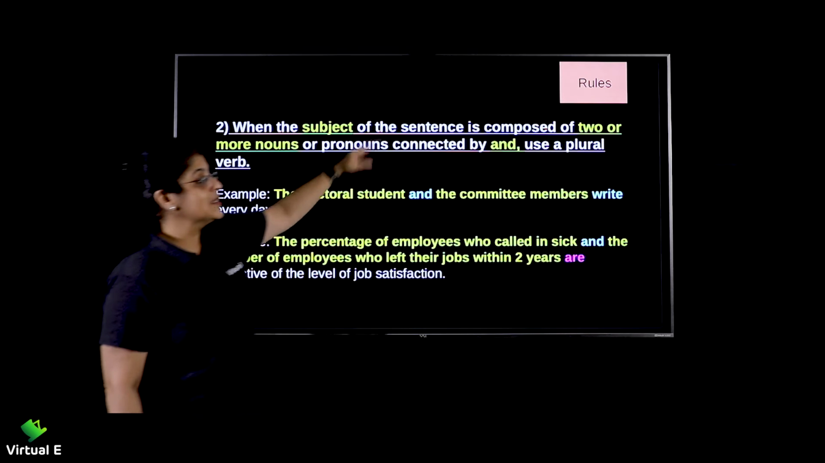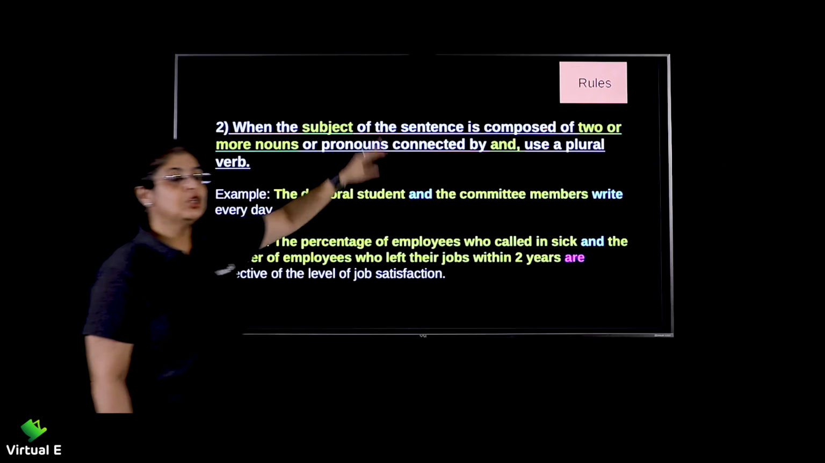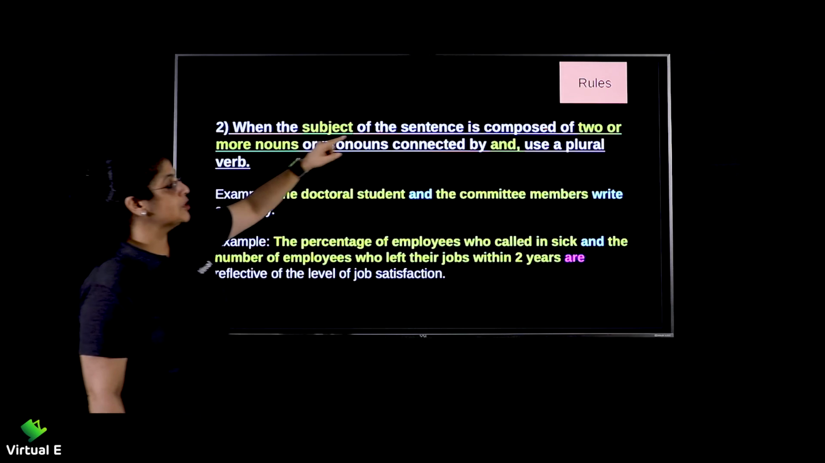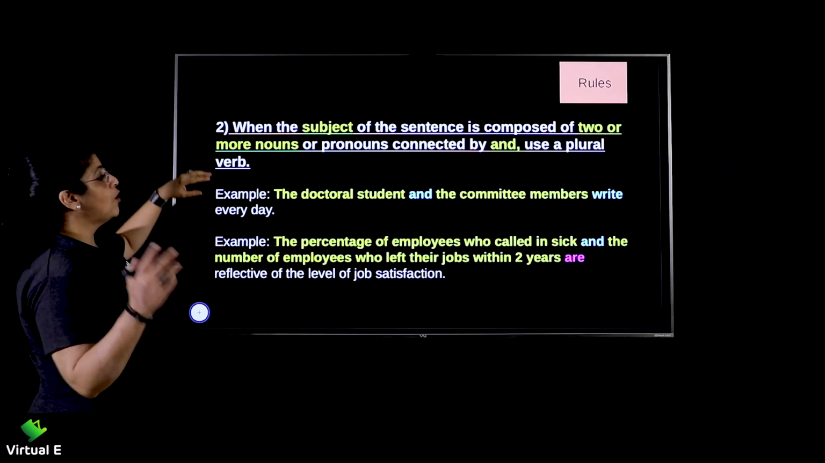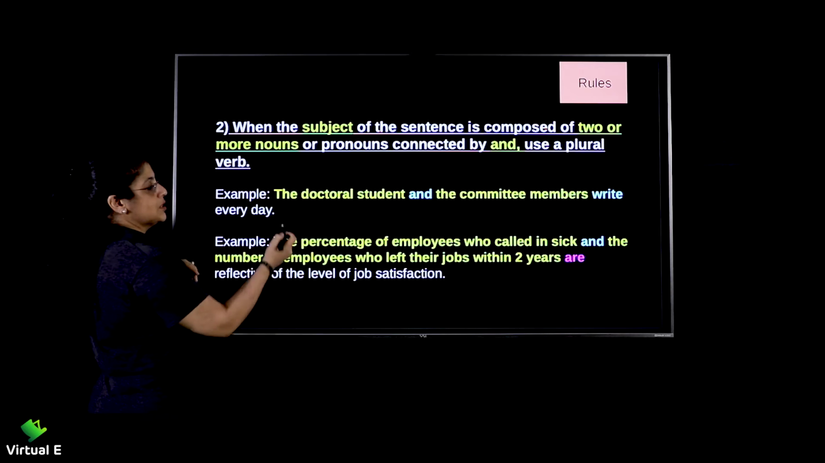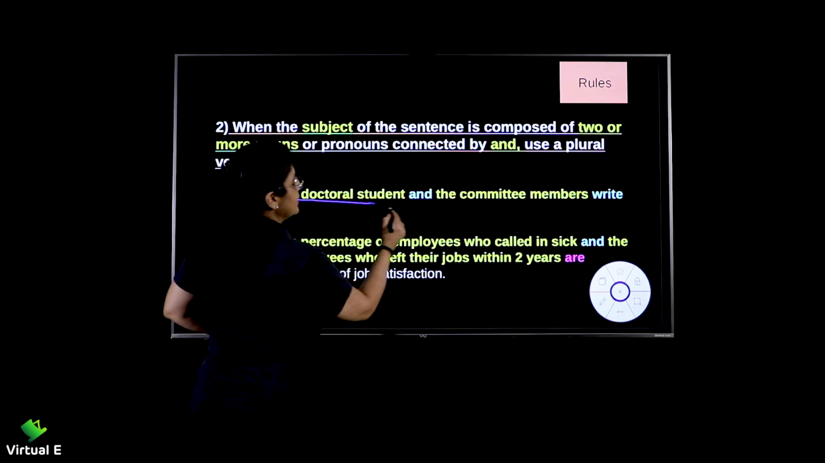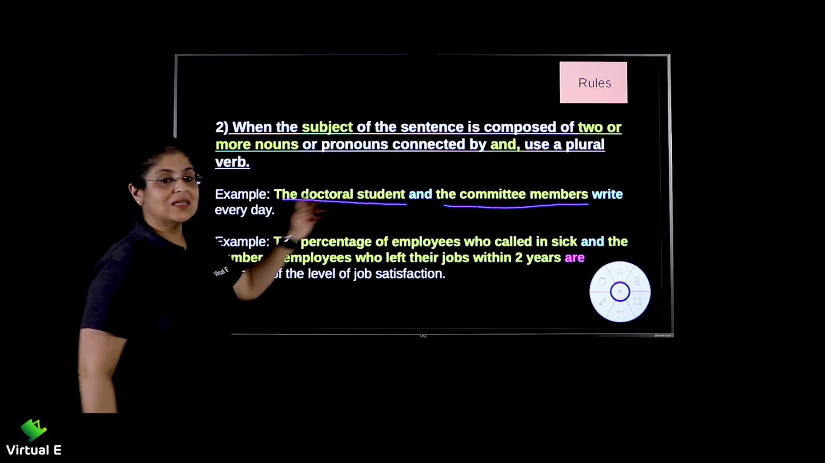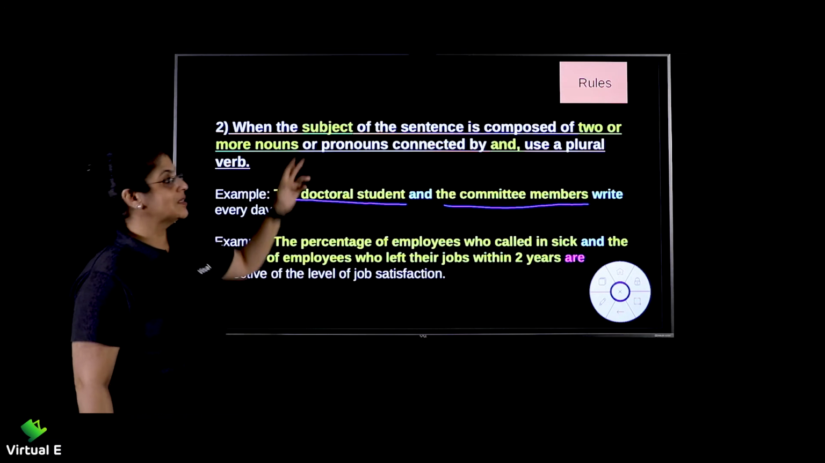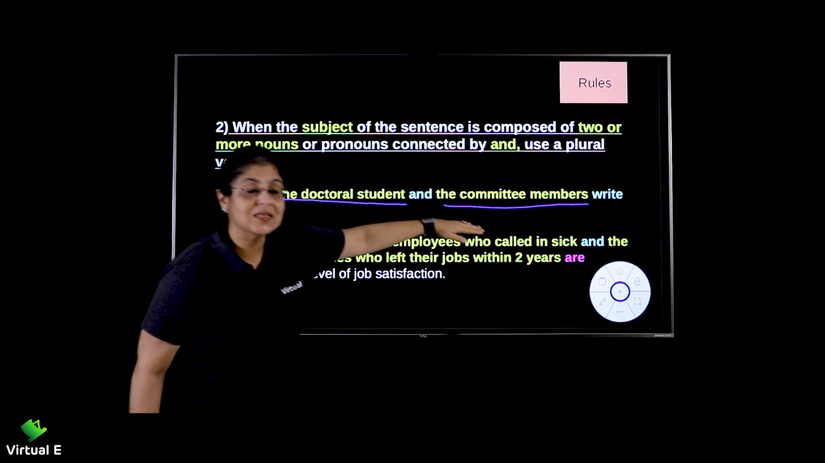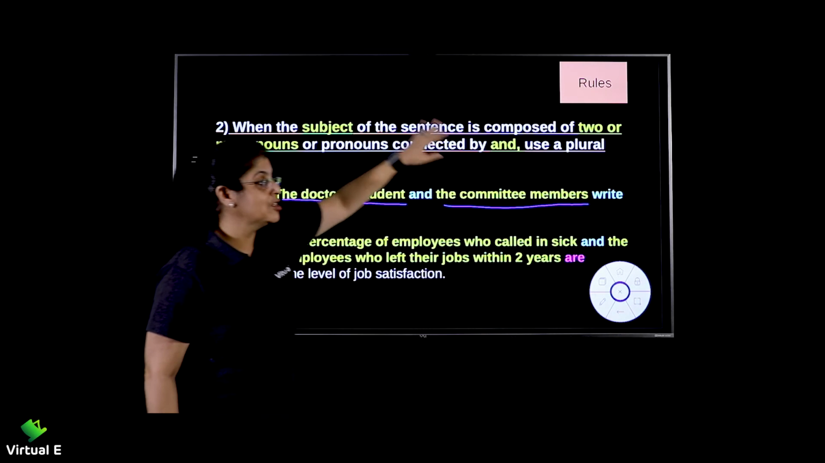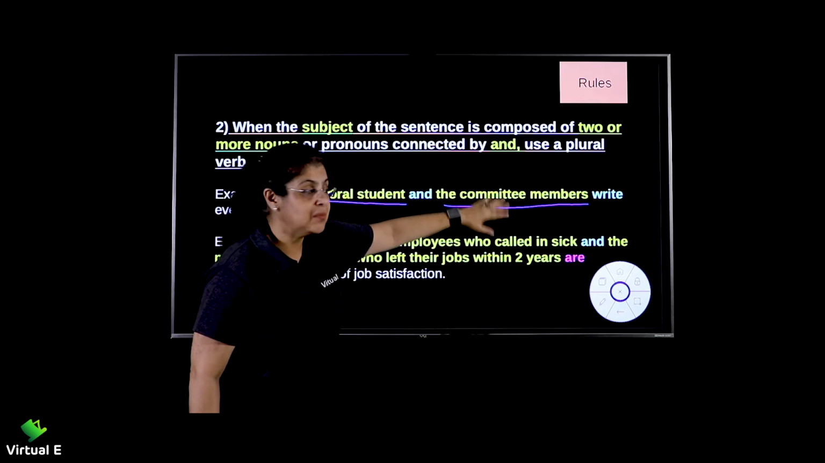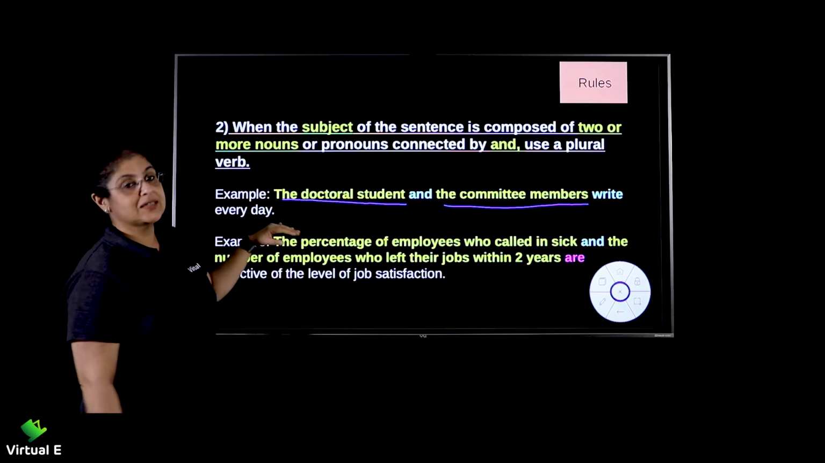pronouns connected by and, use a plural verb. Again, if the subject of the sentence is composed of two or more nouns, which are they? This is the doctoral student and the committee members. These are your two subjects. They are two nouns. It is one subject. The subject is the doer of your action. The doctoral student and the committee members write every day.